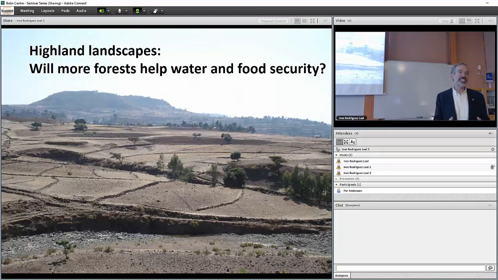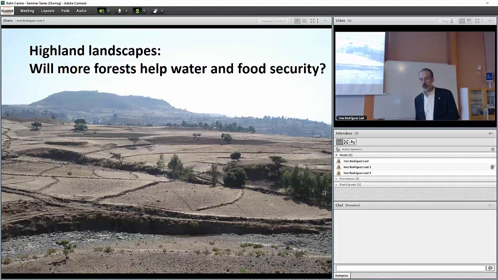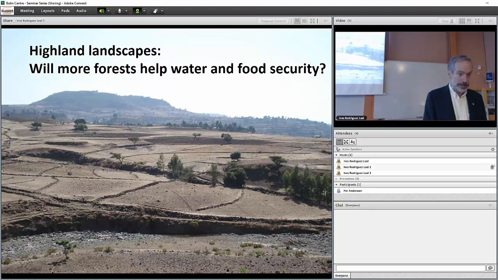But there's a sense that if there were more trees in this landscape, it would be better for everybody. There would be more water in the soil, more water in the rivers. The productivity of the landscape would go up. It's not the only solution, but a part of the future of Ethiopia is more trees. And that's government policy, and everybody's in favor of it.